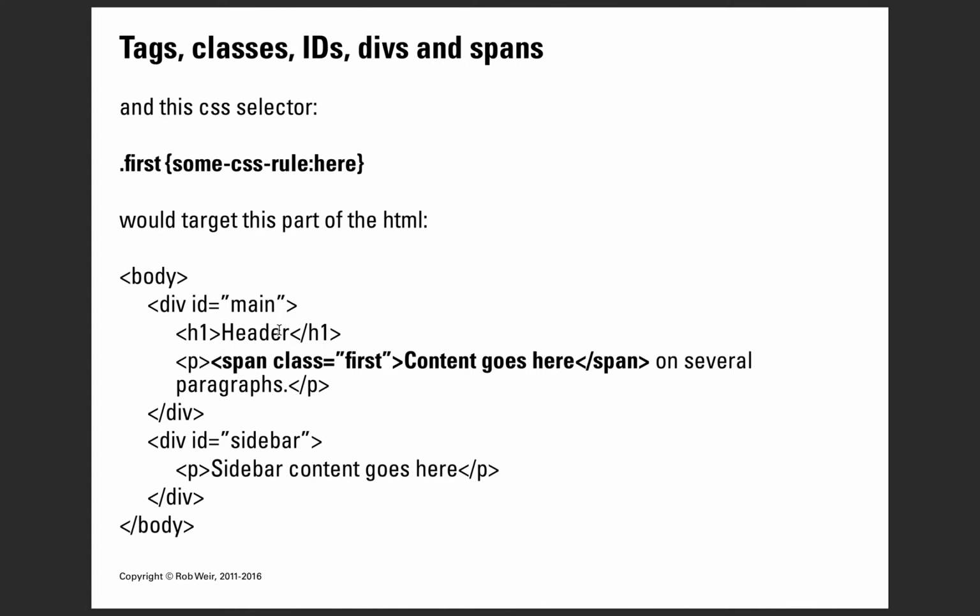So I can write multiple style rules for different parts of the HTML by using these div and these span tags to break it out a little bit differently from other pieces of the HTML. Okay, defining colors in CSS.